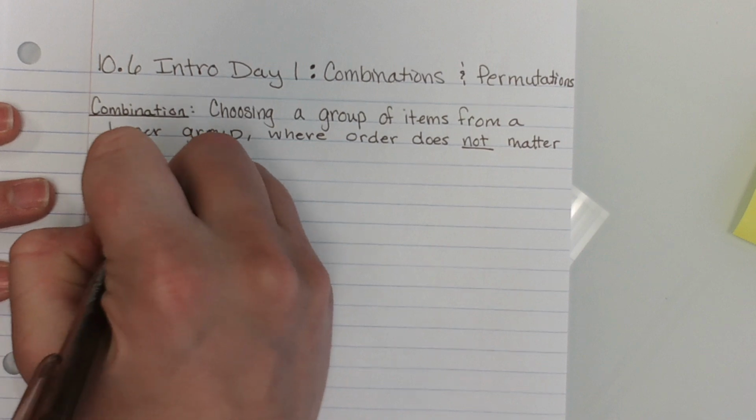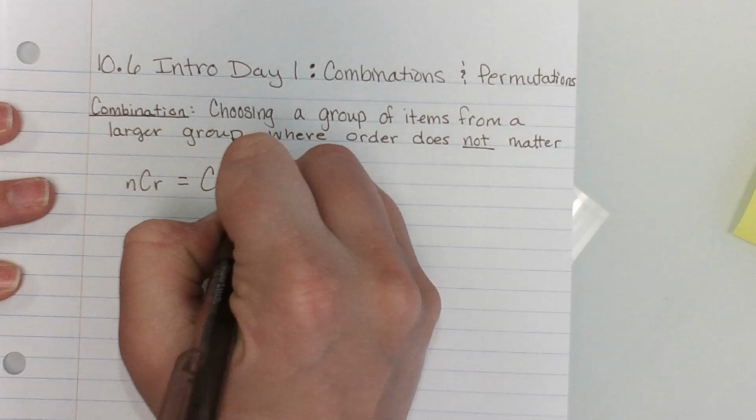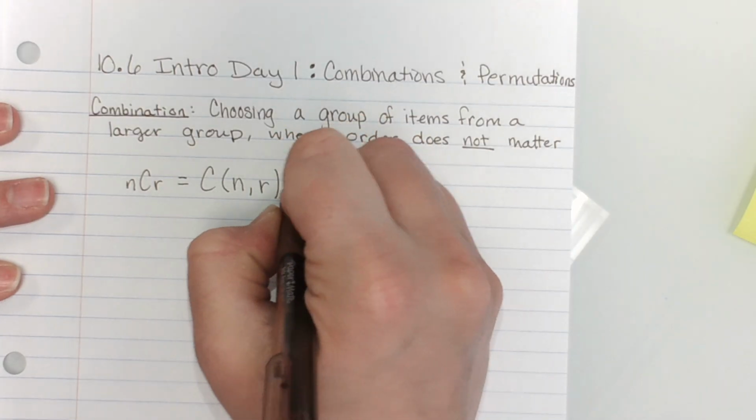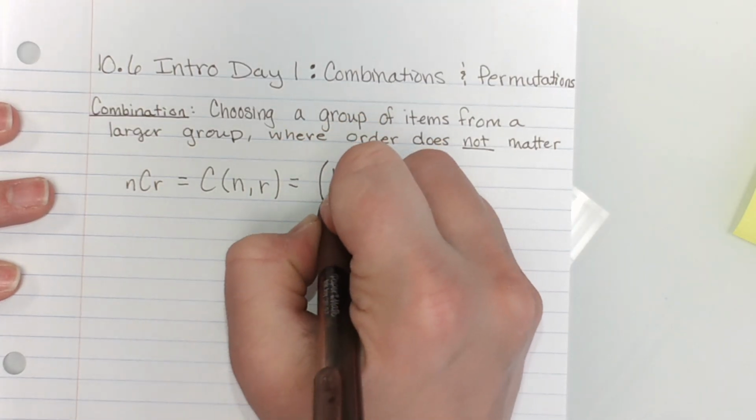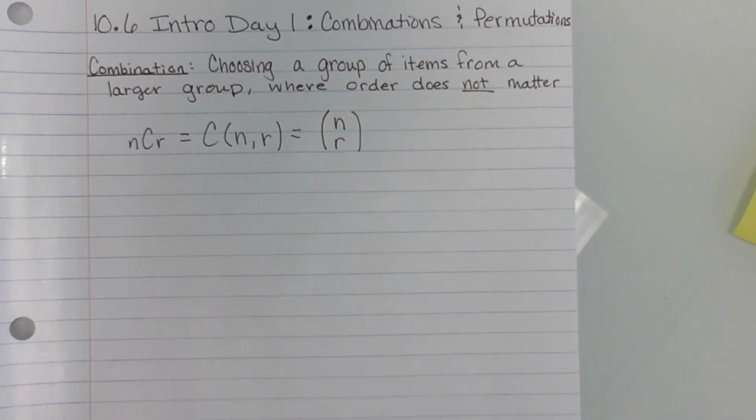Now combinations have a couple of different notations. These are 3 different notations to reference that you're doing a combination. N combinations of R, C within parentheses, N comma R, or N over R in parentheses. Do not put a fraction bar between them.